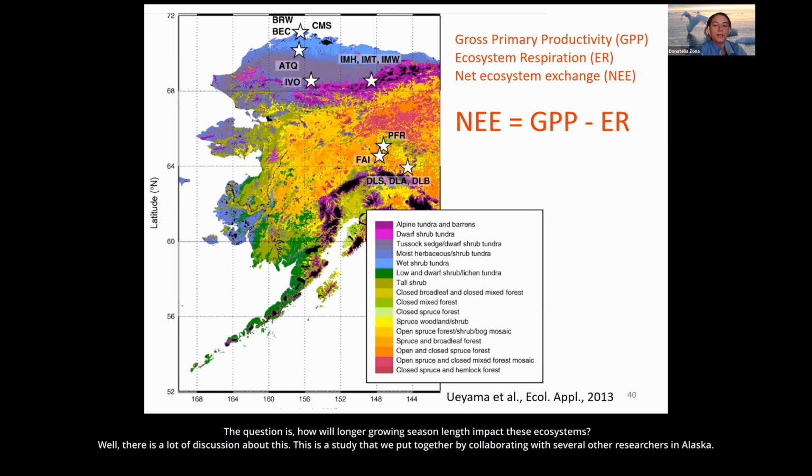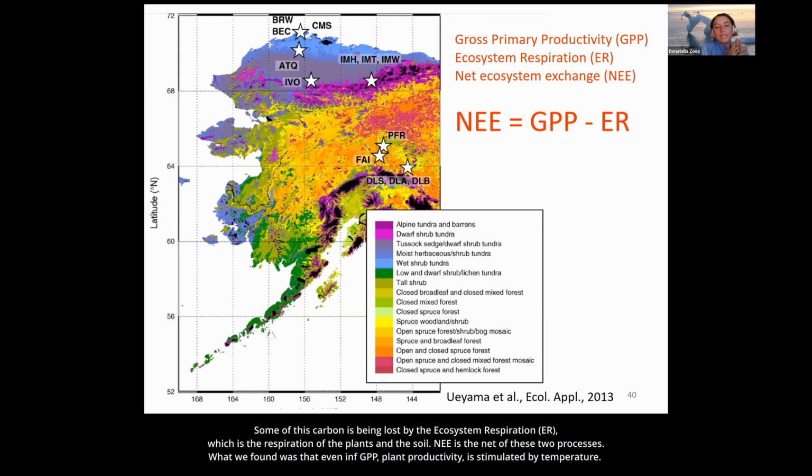This is a study that we put together by collaborating with several other researchers in Alaska. Some of the concepts here: NEE is the net ecosystem exchange, which is the balance between GPP, the gross primary productivity. So it's basically the photosynthetic uptake of the plants or the vegetation. Everything green that is there is uptaking carbon. Now, some of this carbon is being lost by the ecosystem respiration, which is the respiration of the plants and of the soil. So everything is being lost. And NEE is the net of these two processes.